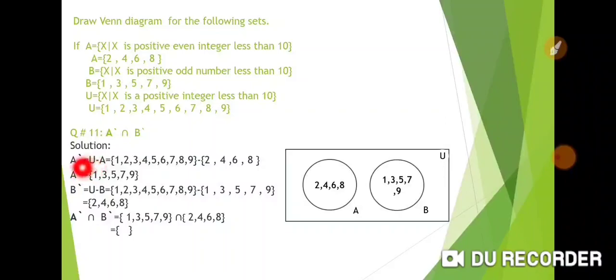Here we take A complement, and the answer of A complement is 1, 3, 5, 7, 9. For complement we do universal set minus A set. We take the difference of the universal set and the A set, subtracting the A set from the universal set. This is the leftover elements in the universal set. Then we take B complement, U minus B. We take away all the elements of B from the universal set and this is the leftover. So here we have the answer of A complement intersection B complement.